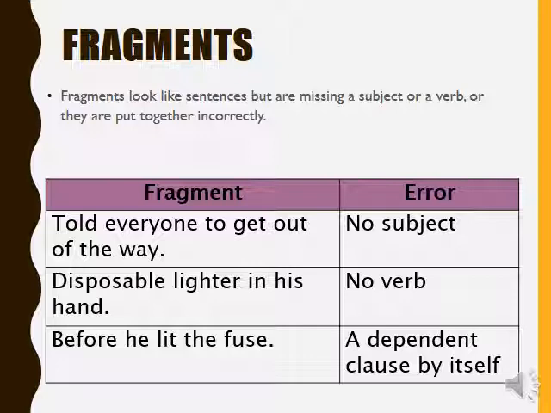Disposable lighter in his hand. Who? Where is the doer of the action? Where is the subject? Where is the verb? There is no verb here in the sentence. Okay? There is no verb. What is the action that the subject did here? There is no action, so there is a missing verb.